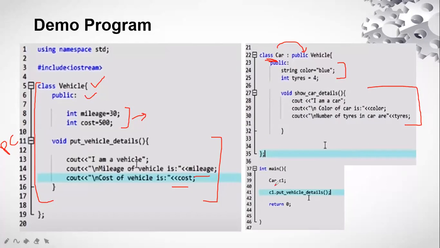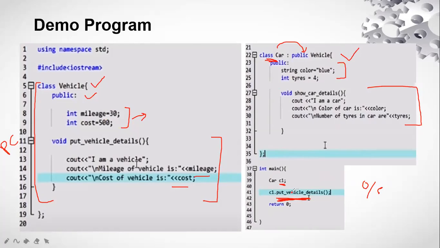Now in the main program, I am going to create an instance, an object of class Car, that is c1. I have created an instance. Now I'm going to call the function c1.put_vehicle_details, return 0. Now you can see this is an instance of which class? Subclass Car. But I am calling the method of class Vehicle, the parent class. Why can I call this particular method here? Because we have defined the inheritance. We have defined the Car class as the subclass of Vehicle. What will be the output? It will give the put details. It will print I am a vehicle. Mileage of vehicle is 30. Cost of vehicle is 500.